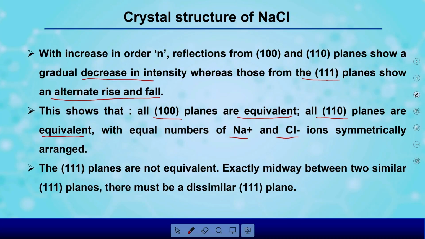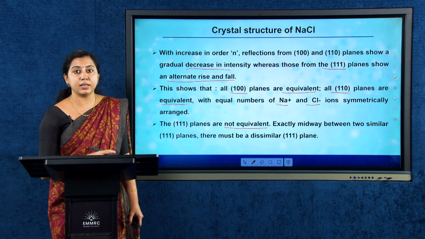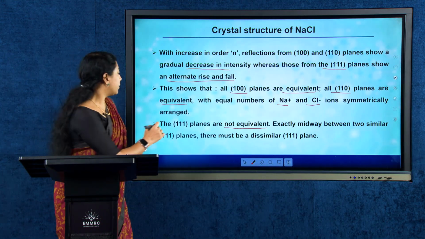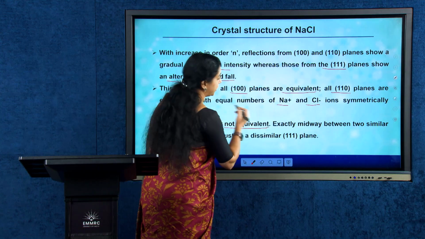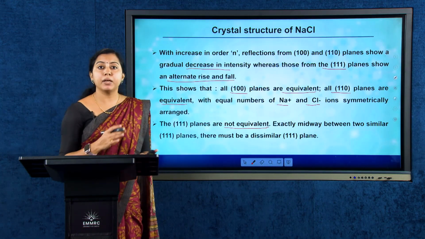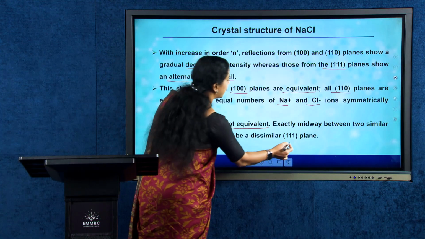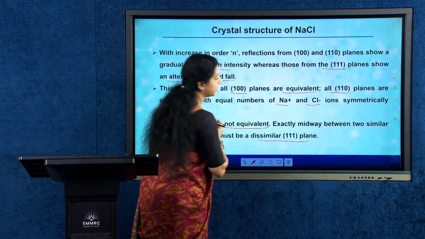Now, what about the 111 plane? The 111 planes are not equivalent. Why? Because it shows an alternate rise and fall with increase in the order of n. It is not showing a gradual decrease or gradual increase in the intensity, but it shows alternate rise and fall. So, that implies the 111 planes are not equivalent. Exactly midway between two similar 111 planes, there must be a dissimilar 111 plane.